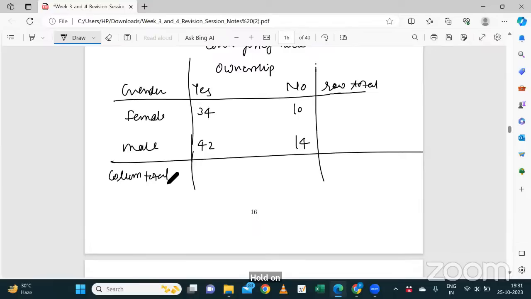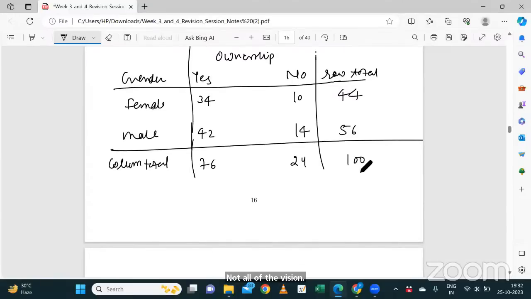Sir, frequency divided by the total number of observations. Now, if I want to calculate the row totals, this will be 44 and this will be 56, and the column totals will be 76 and 24, with the grand total being 100, right?